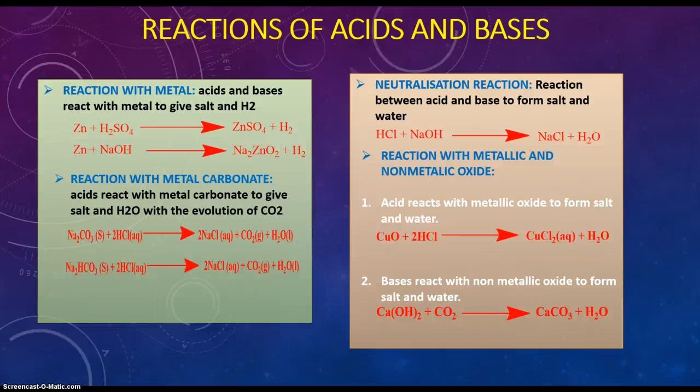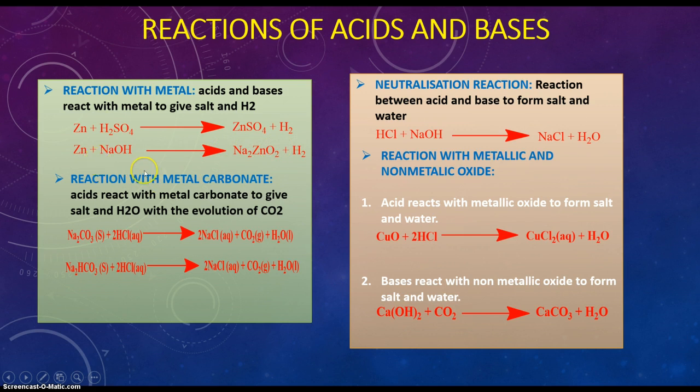Now let's move on to the reactions of acids and bases. First of all, the most popular reaction by which we could identify an acid very easily: acids and bases react with metals to give salt and hydrogen. As you can see, zinc is a metal, and it reacts with an acid to give a salt, zinc sulfate, with the liberation of hydrogen. Moreover, zinc can react with NaOH, sodium hydroxide, to give the salt sodium zincate, Na2ZnO2, with the liberation of hydrogen.